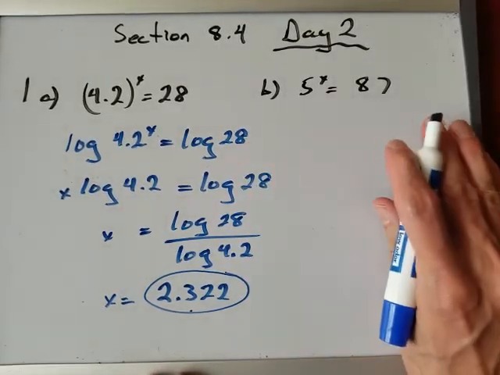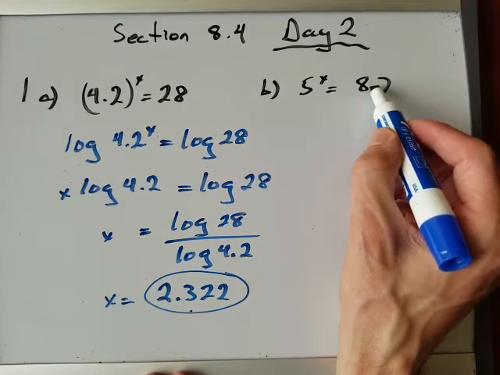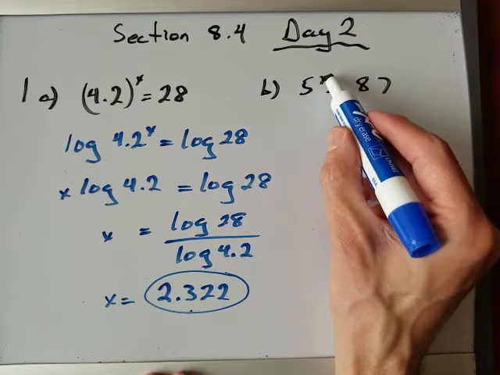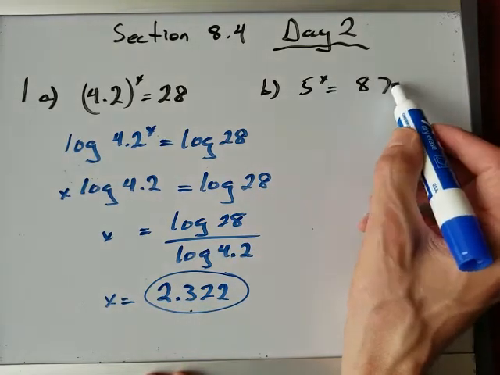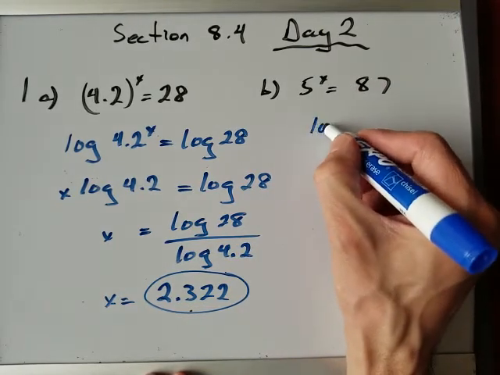Now, sorry, I have to squeeze over a bit. Here's our next one: 5 to some power is 87. It is not 5 squared because that would be 25. It is not 5 cubed because that would be 125. So it's some number between 2 and 3. That's what we definitely know. Well, how could you possibly solve it?